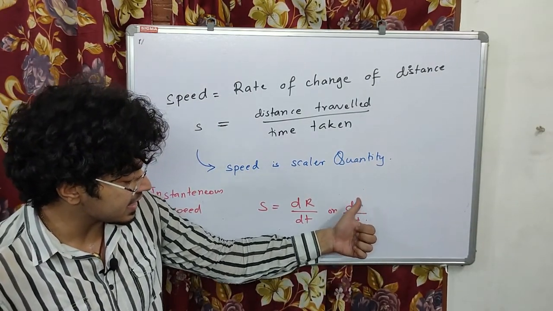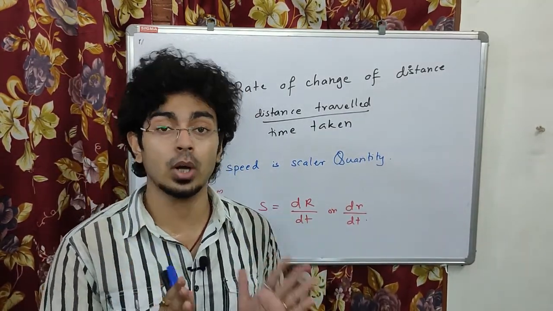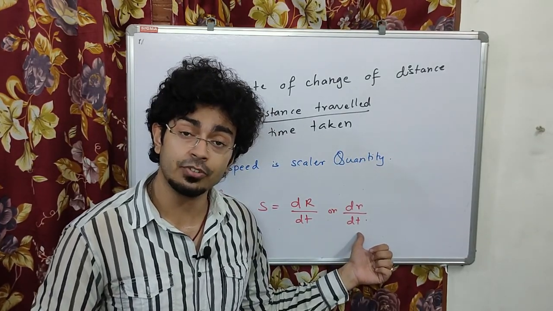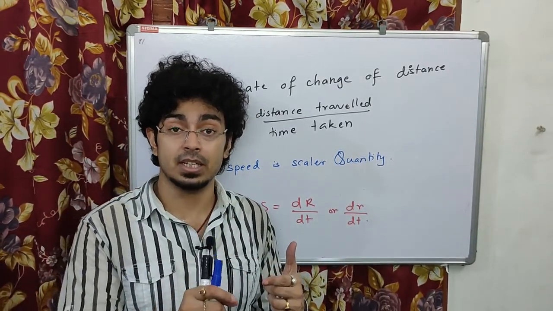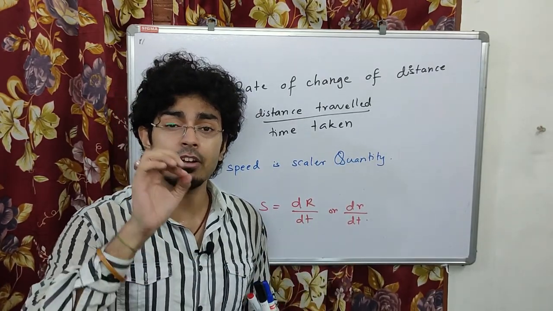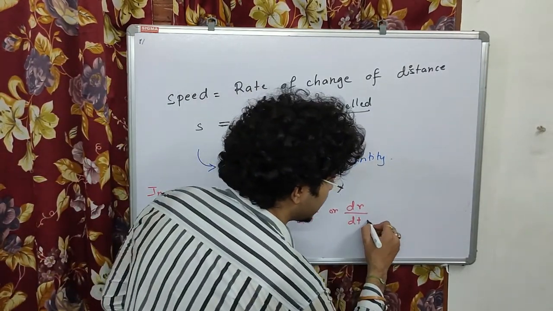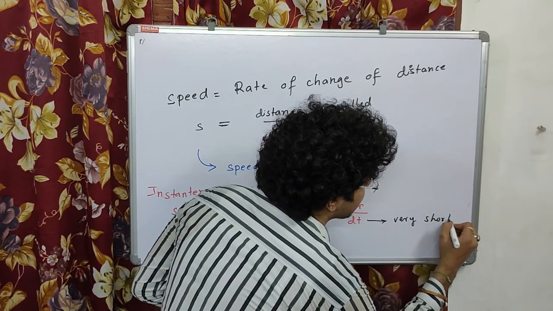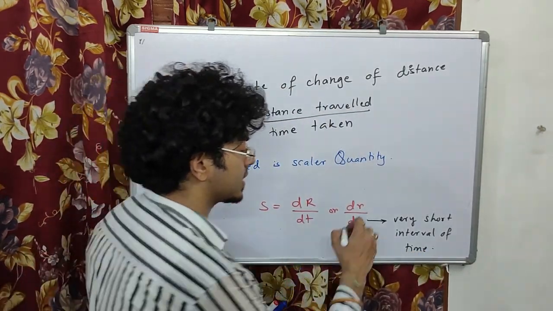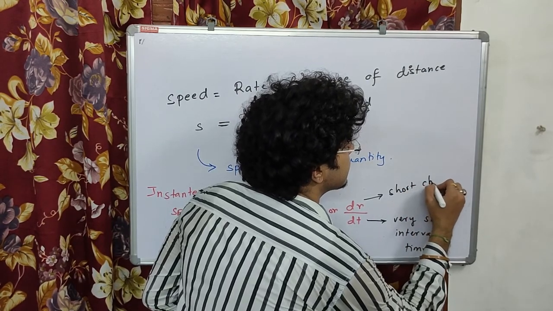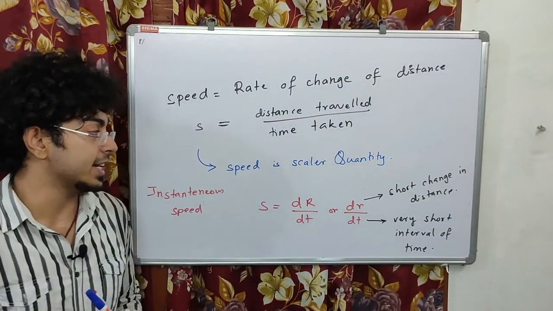This change of distance and change of time, you can see as dr and dt. This signifies that it is within a very short interval. dt represents a very short interval of time, in which we ask how much distance has changed. So instantaneous speed means you are trying to find the speed of any moving object within a very short interval of time, that is, at that instant only. Here dt represents a very short interval of time, and dr represents a short change in distance. So this is instantaneous speed.